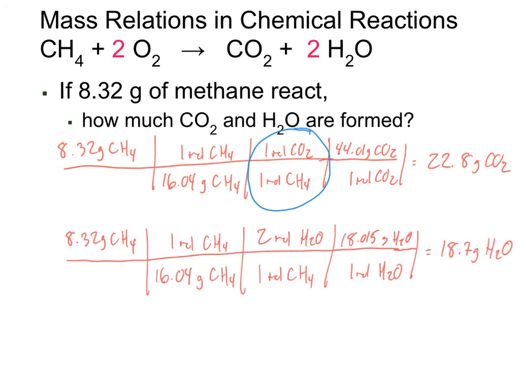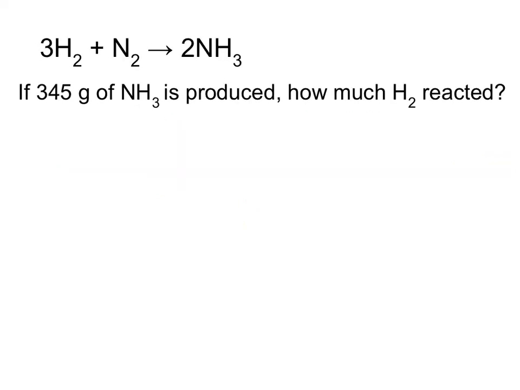And so we find that we'll form 18.7 grams of H2O if we begin with 8.32 grams of methane. If you did not get that answer, look at my setup, compare it to yours, and see where you might have gone wrong. Let's look at another example.